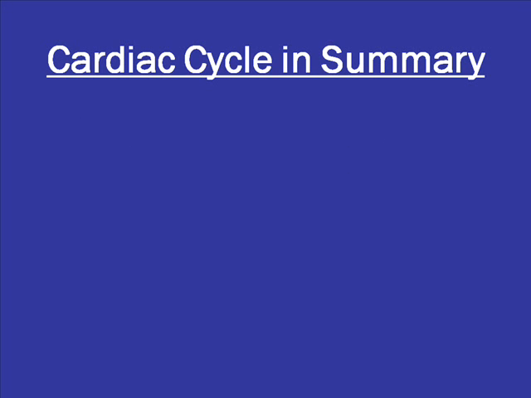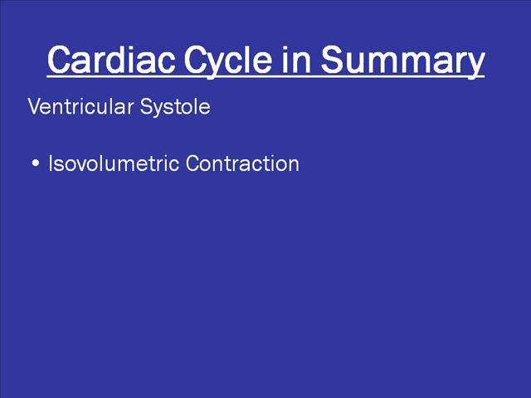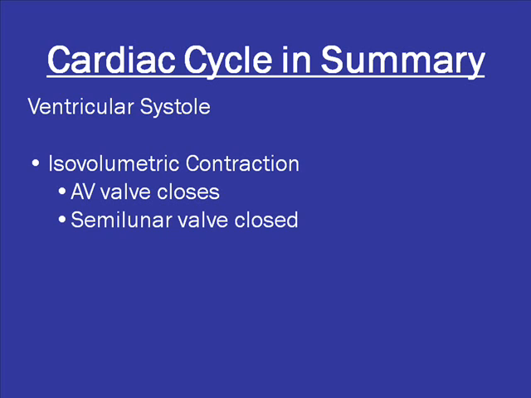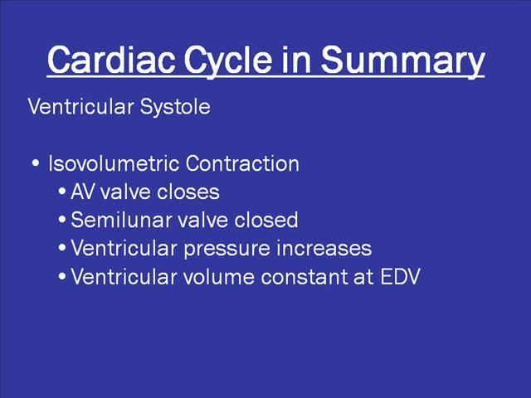So, how to summarize? Let's begin with ventricular systole, and the first phase of ventricular systole is isovolumetric contraction. During isovolumetric contraction, the AV valves close due to increasing ventricular pressure. The semilunar valve remains closed because pressure is higher in the aorta than in the left ventricle. As I've already noted, ventricular pressure increases because the ventricular myocardium is contracting, and ventricular volume remains constant at end diastolic volume.